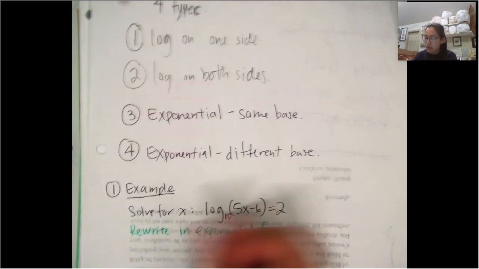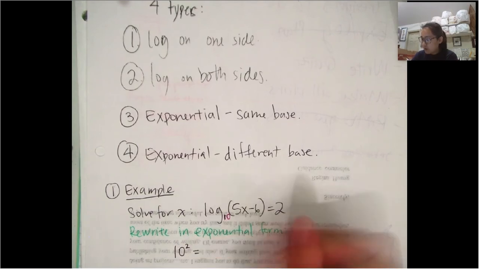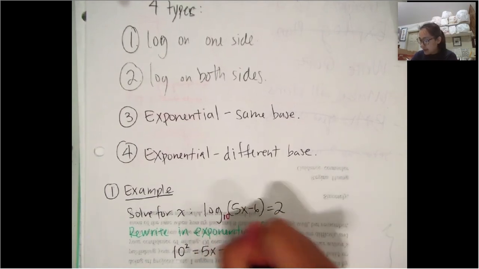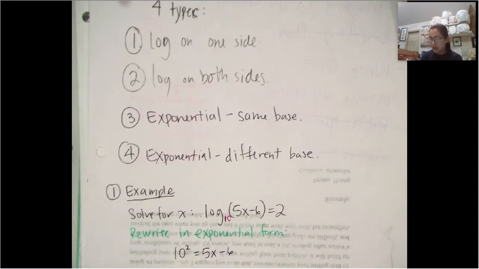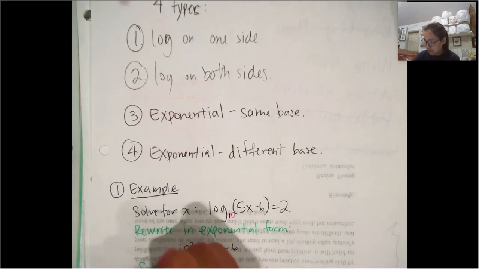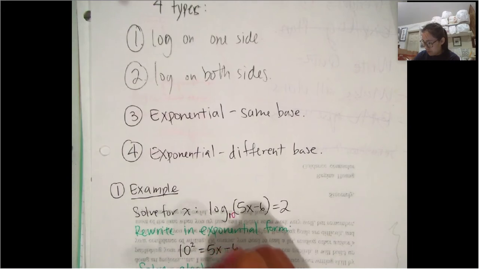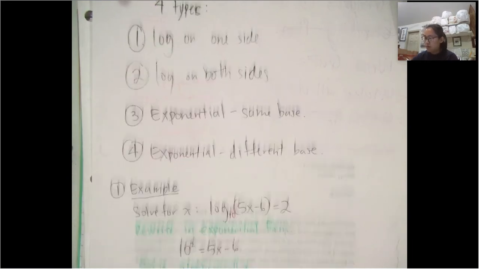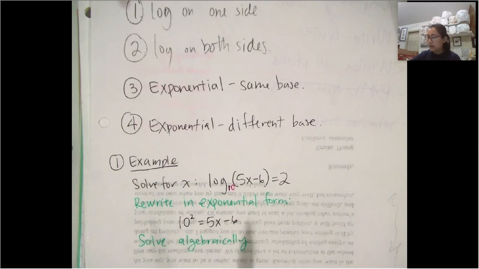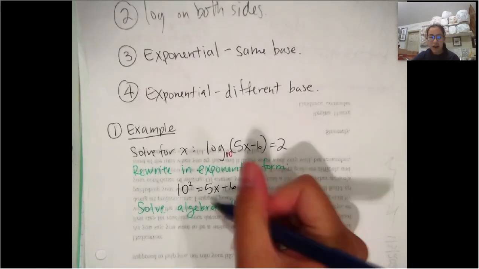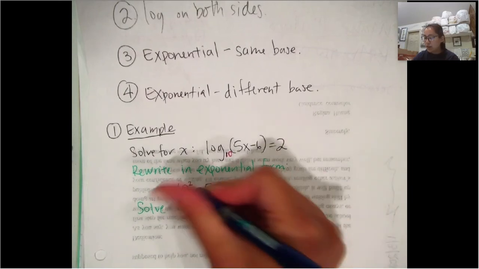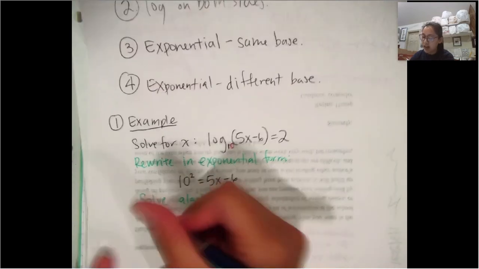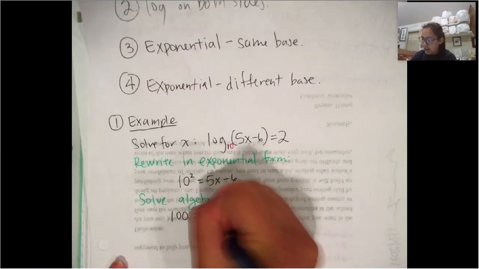So we have 10 to the 2 equals 5x minus 6. So you do 10 to the other side and then equals the argument there. So 10 to the 2 equals 5x minus 6, and then we just solve algebraically. To get rid of that 6 and the 5, we just do basic opposite operations. And so over here, 10 squared is 100. So we have 100 equals 5x minus 6.